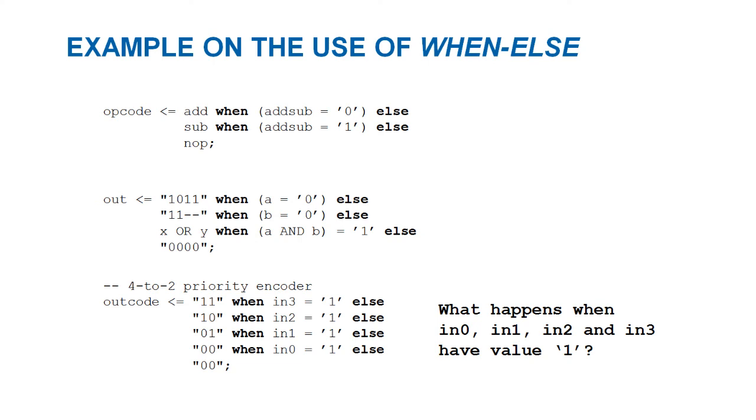So here is a very simple test that says what happens when all these examples are valid if in 1, 2, 3 and in 0 are all having the same value.